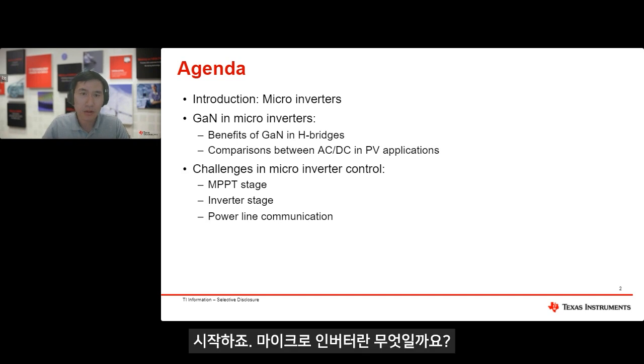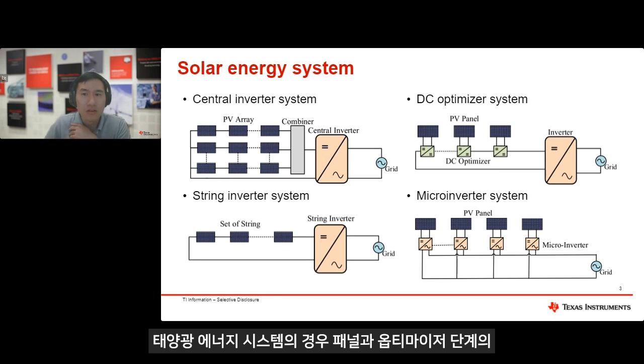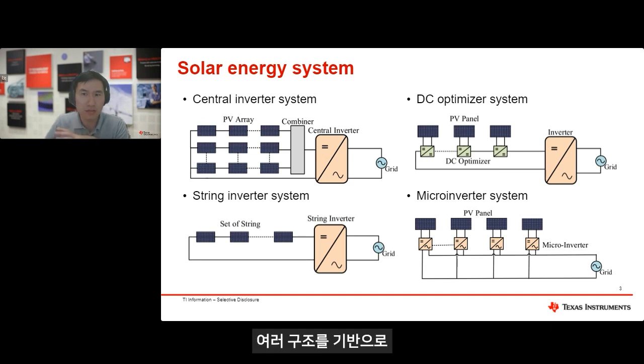Okay, let's go to first, what is a microinverter? For solar energy systems, based on the different structures of PV panels and the optimizer inverter stages, there are different types of inverters. The string inverters and also the central inverters, one inverter will serve as the inverter for a considerable amount of panels.